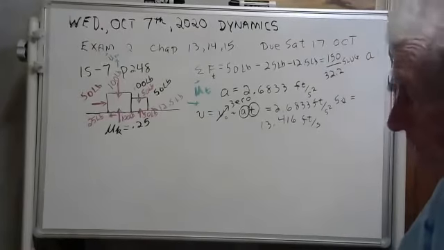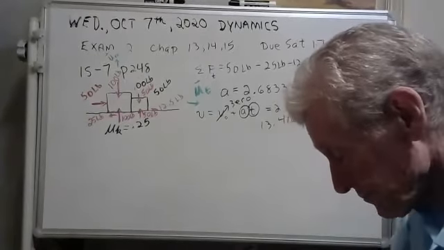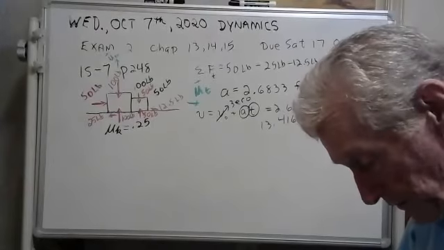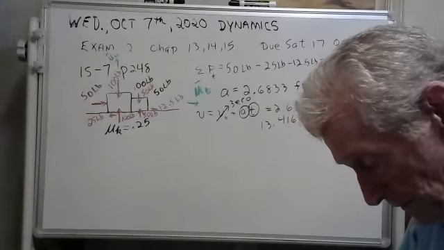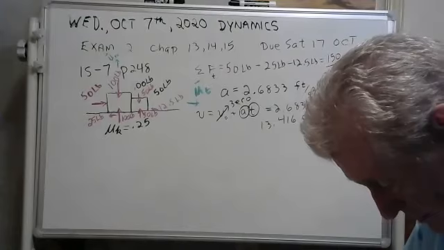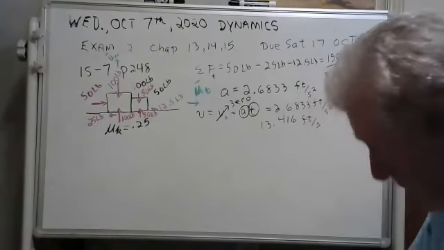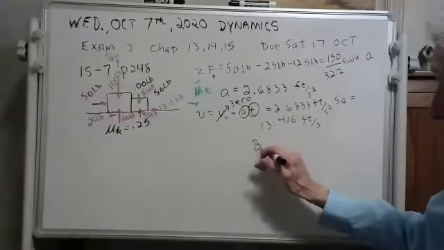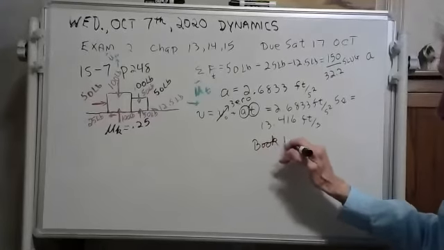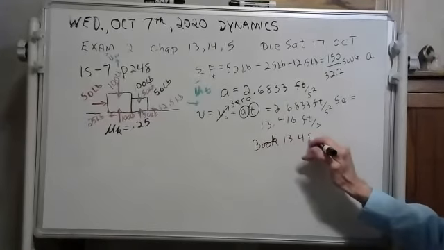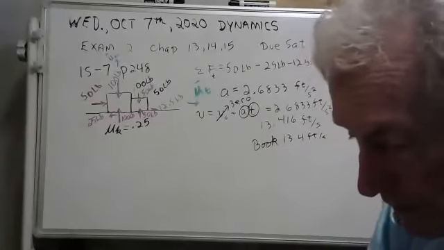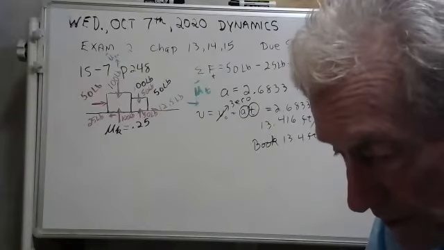Now let's see how we did. This was problem 15.7. I'm going to see what the answer book says, 15.7. It says 13.4 feet per second. The answer book rounded off. They got 13.4 feet per second. So we did great. We did great. But we used Newton's second law.